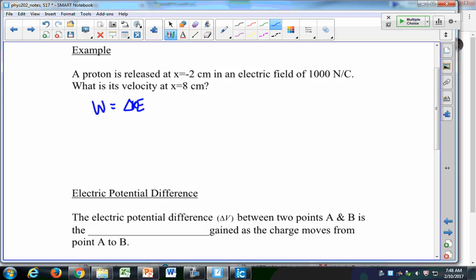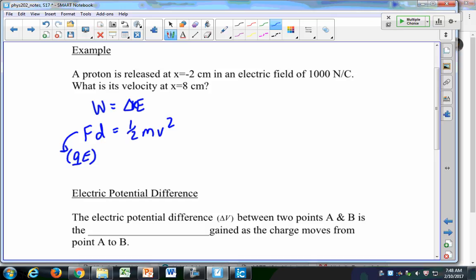The work done by the electric field is the force times the displacement, and that's equal to 1/2 mv squared. What is the force? The force is equal to Q times E, right? F is equal to QE.